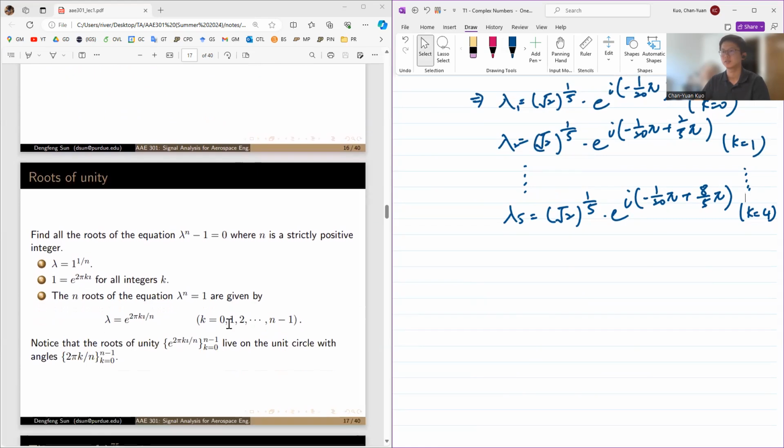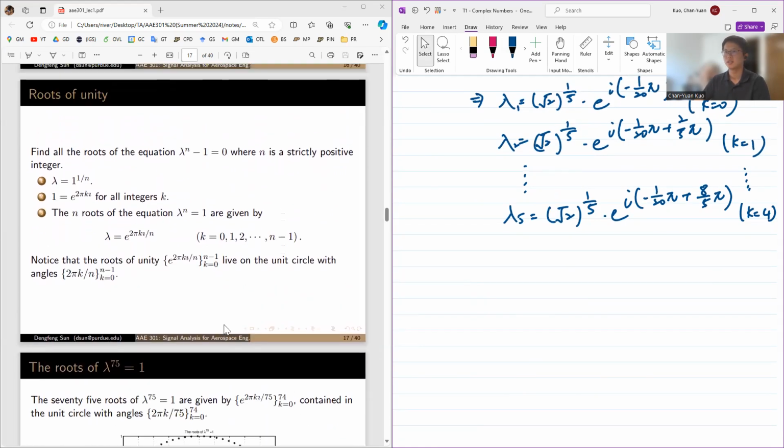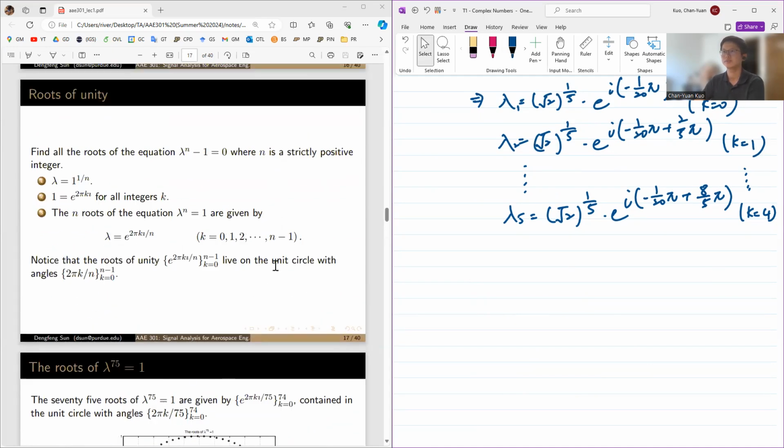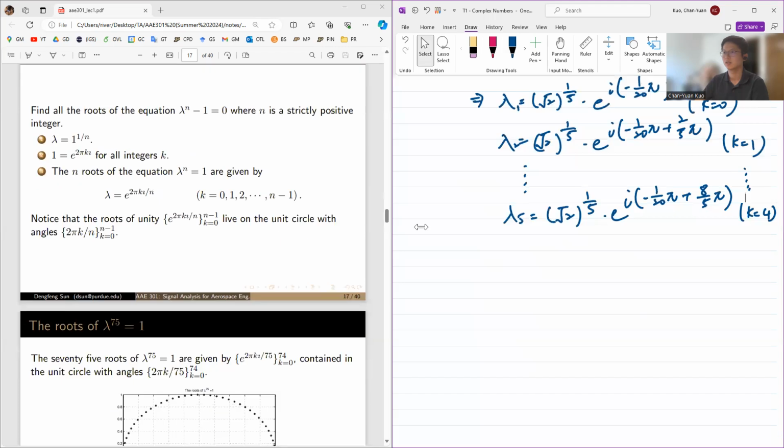Now we have it. And so now it should make sense to you how you can compute all the roots of this polynomial, lambda to the power of n minus 1 equals 0. Basically, you can just follow the same procedure to find all the n roots of this polynomial.